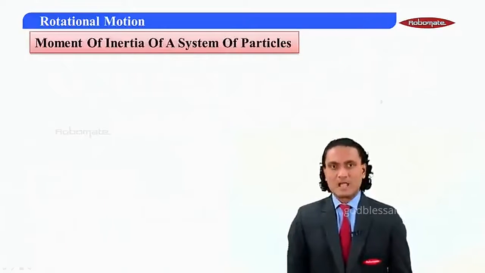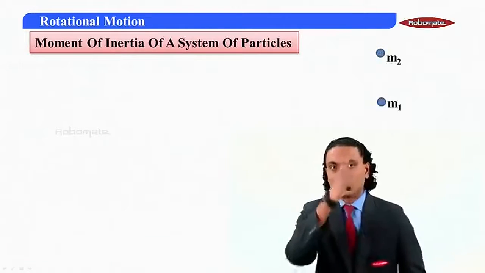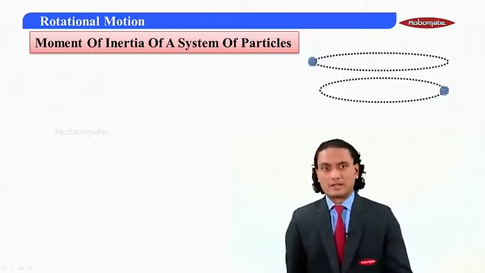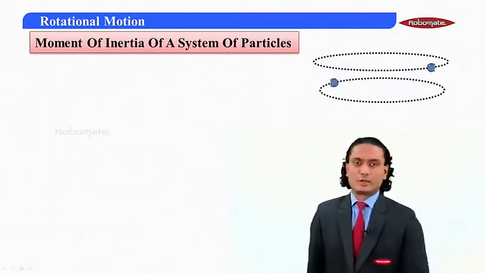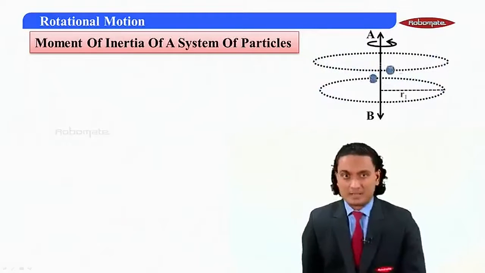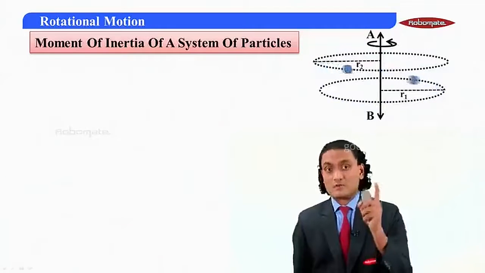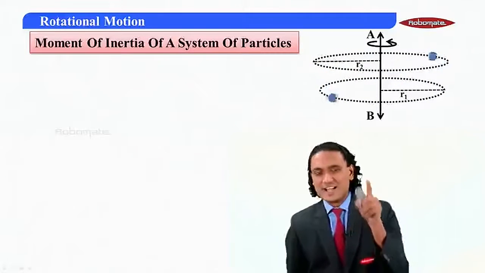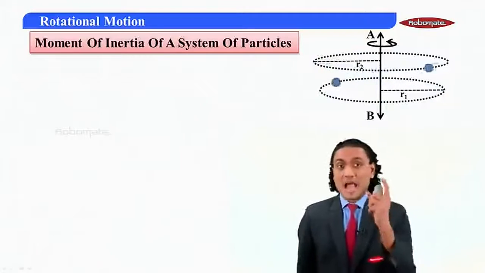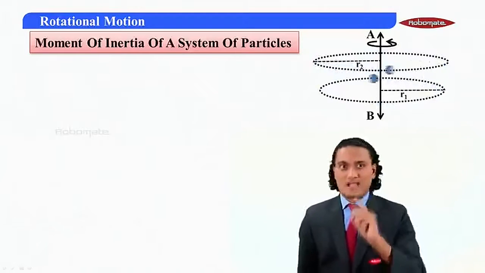Next, we are going to find out the moment of inertia of a system of particles. For this, I'm going to consider a system of two particles. First particle is of mass m1, second particle is of mass m2. Alright, these two particles are rotating. Now again, for rotation you require an axis. So these two particles are rotating about an axis AB in the anti-clockwise direction. Now the first particle is at a perpendicular distance r1 from the axis of rotation, and the second particle is at a perpendicular distance of r2 from the axis of rotation.